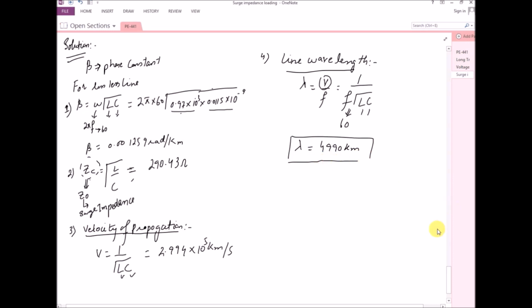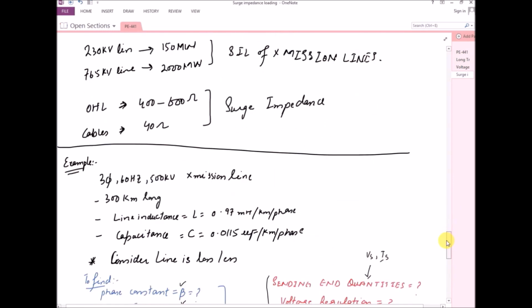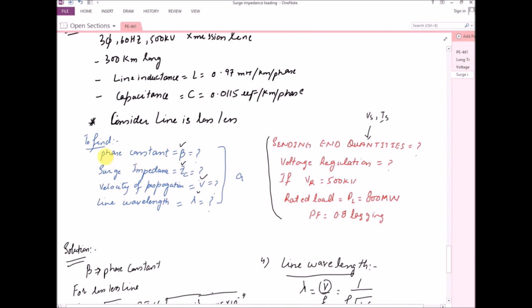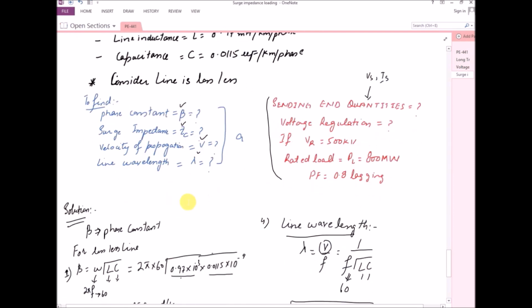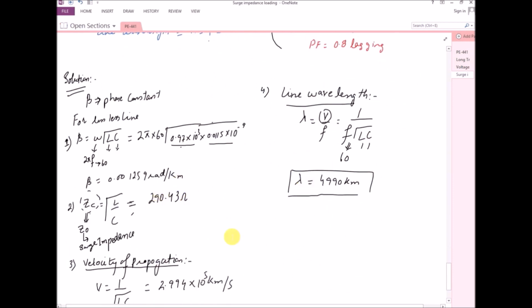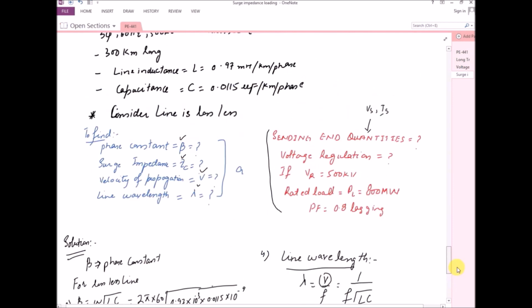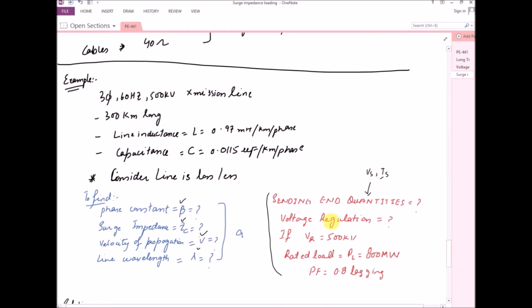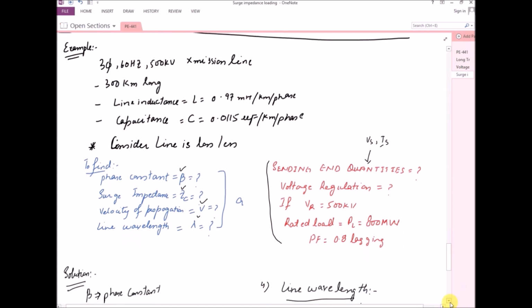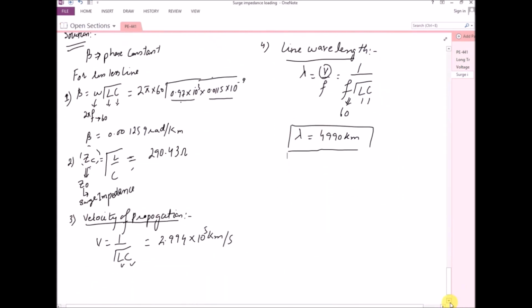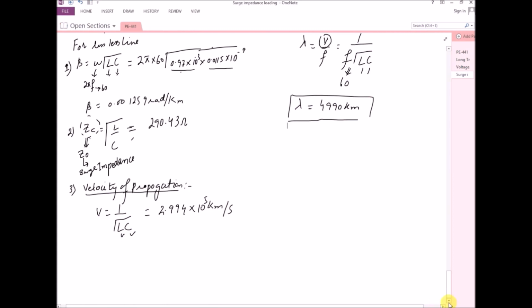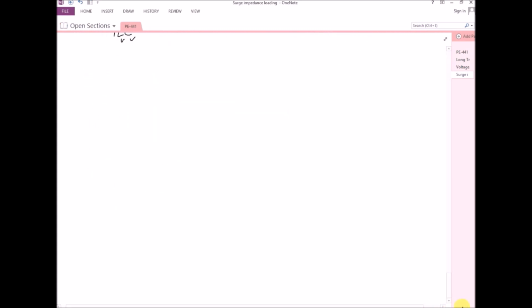So this was the first part of the example, the numerical. In the first part, we have to find the phase constant, surge impedance, velocity of propagation, and line wavelength. So we have calculated all those 4 quantities. Now in the second part of the example, we are going to find the sending end quantities and voltage regulation. So for the sending end quantities, we know the equations for the sending end voltage and sending end current.